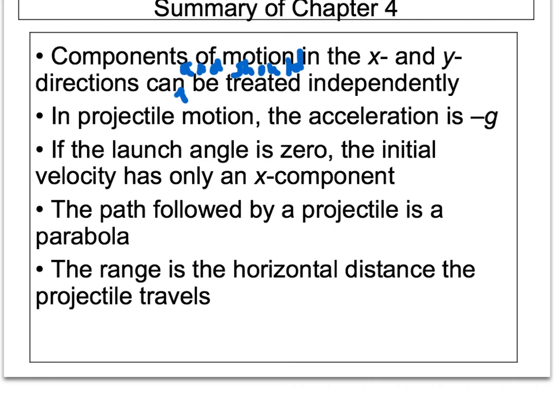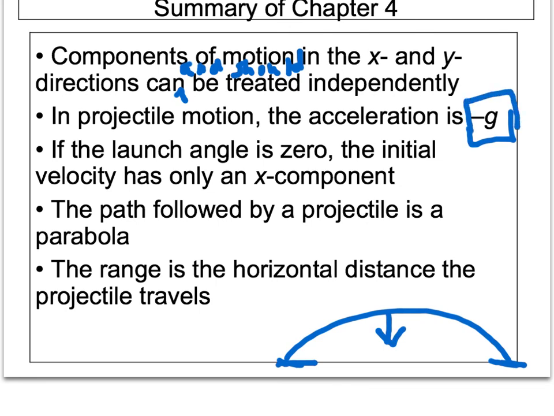In projectile motion, acceleration is negative g, or negative 9.81 meters per second squared. And in projectile motion, where you set the ground at 0, it usually is most convenient to have gravity be negative, or pointing down. So whenever you do projectile motion, just go ahead and have gravity be negative 9.81 meters per second squared.